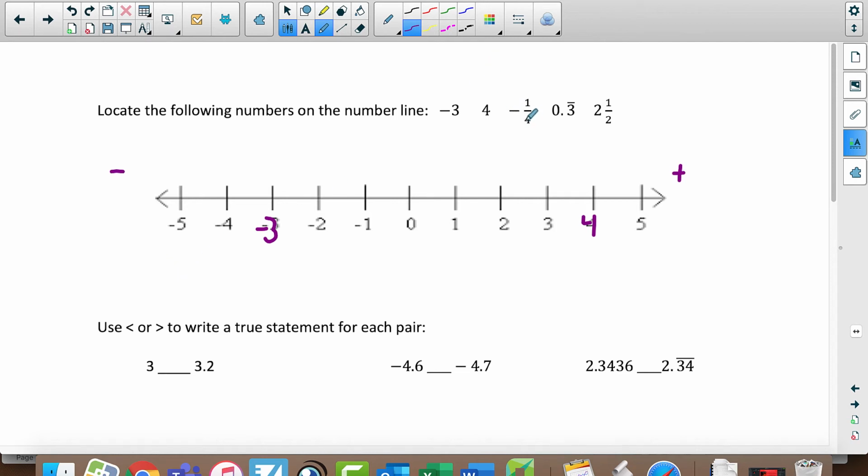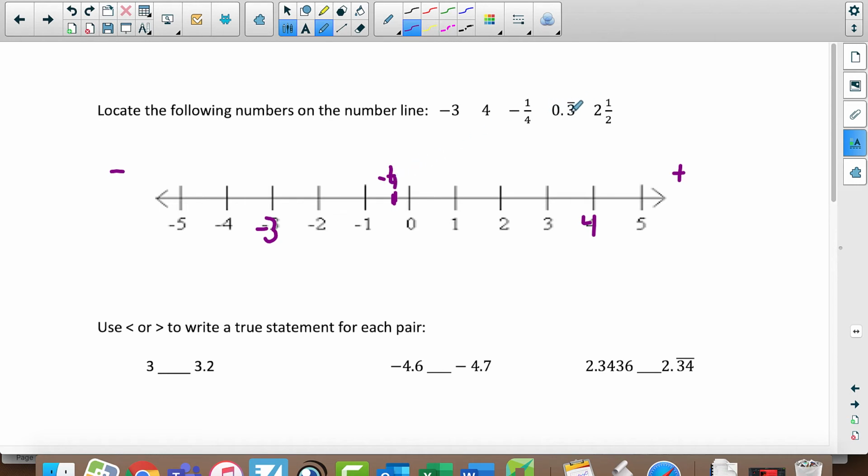Okay, -1/4. We start at 0. We want to go in the negative direction. Is a quarter as much as 1? If you have a quarter of a pizza, do you have a whole pizza? No, you don't. So you don't go all the way to here. A lot of people put their -1/4 there, but that's not true. That's -3/4. -1/4 means you've only gone 1/4 of the way towards -1, so it would be right there. Right around there would be -1/4.